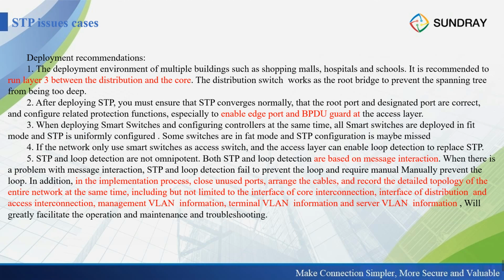So here are the recommendations for deployment when we use spanning tree. For a large network, we recommend using layer 3 between the distribution switch and the core switch. After we deploy spanning tree, you need to enable the edge port and BPDU guard on the access switches. And after we finish the deployment, we can enable root guard on the core switch, and ports that are not used can be closed.